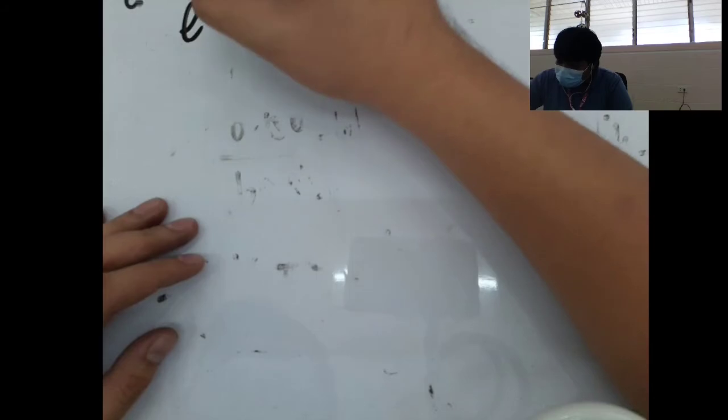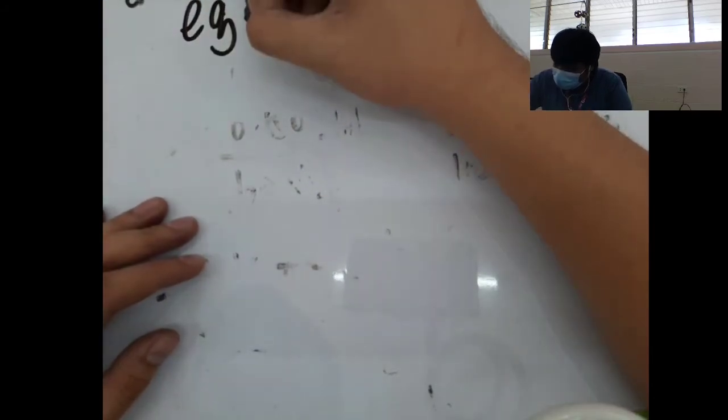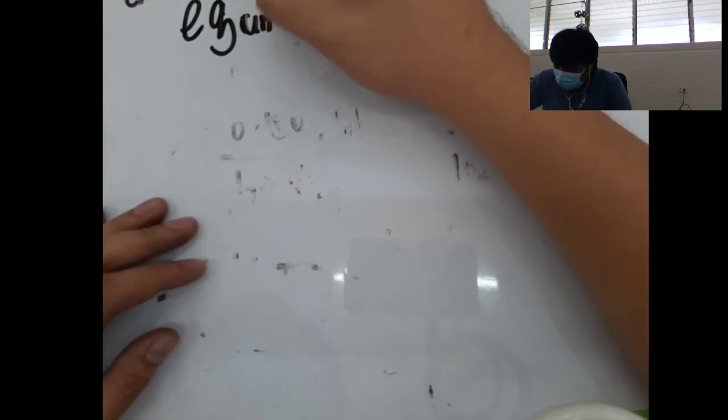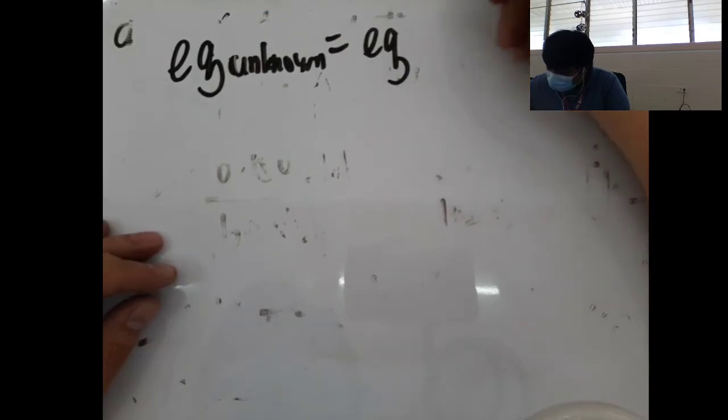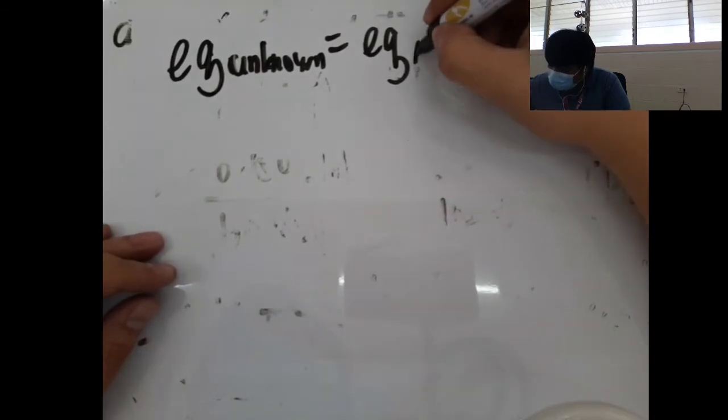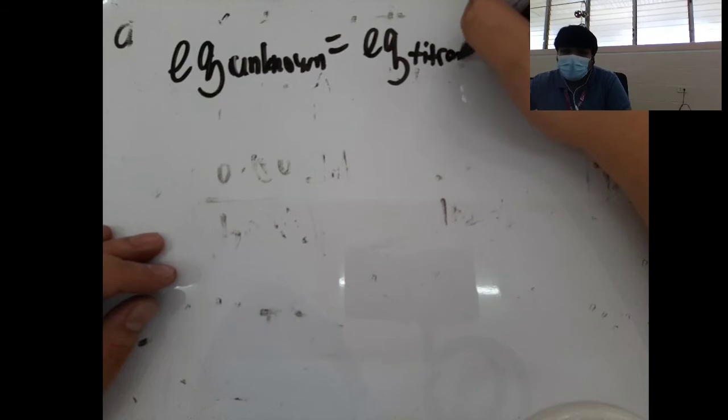So remember that at the equivalence point in titrations, the equivalence of the reactant or the analyte, let's say the unknown, reacts with an equivalence of the titrant, or the standard solution, or the reagent.